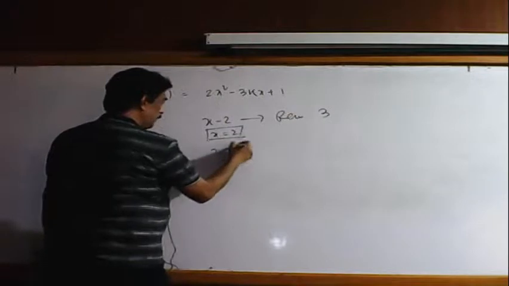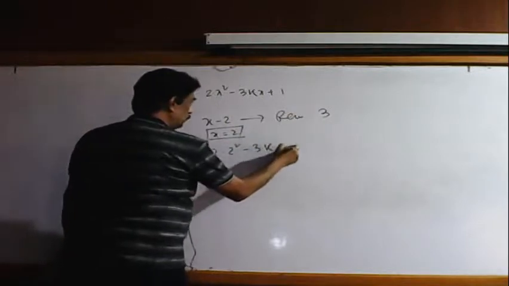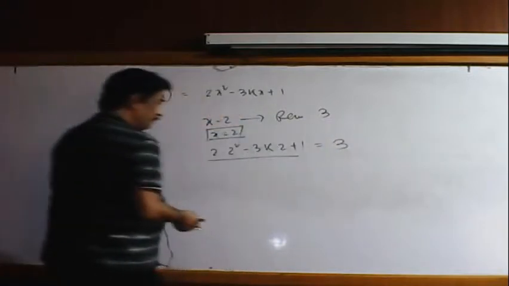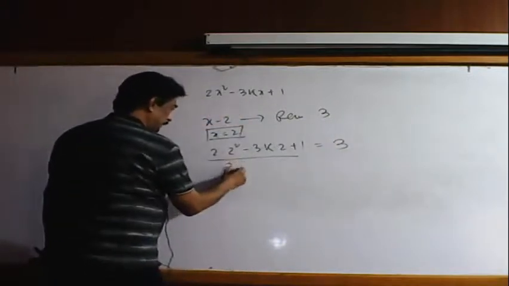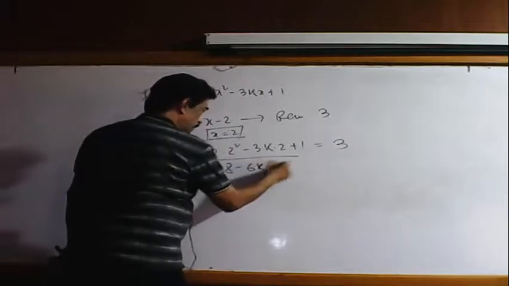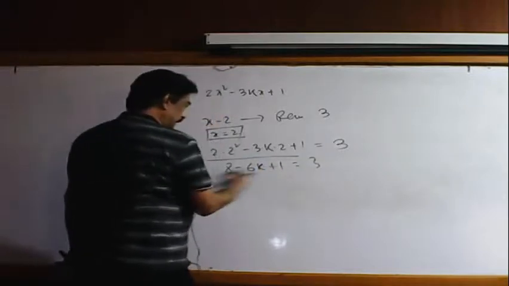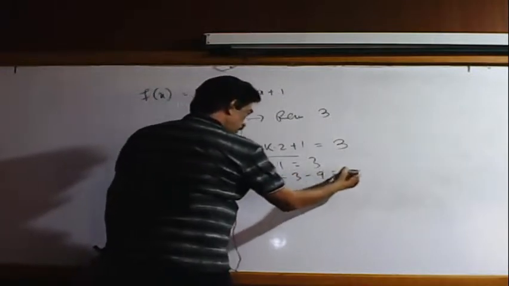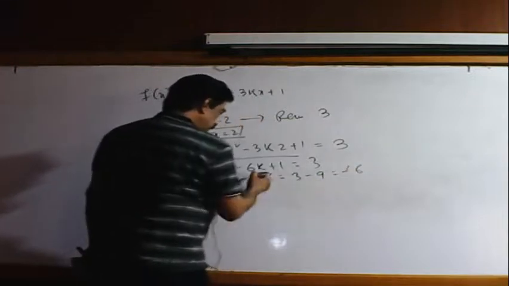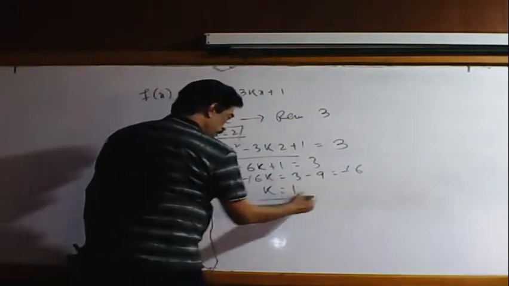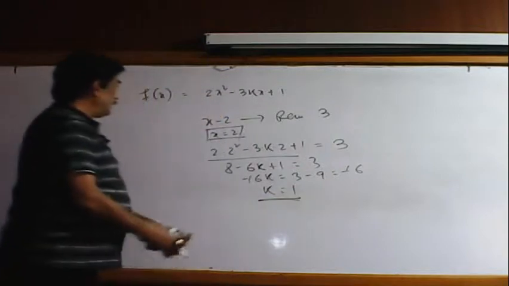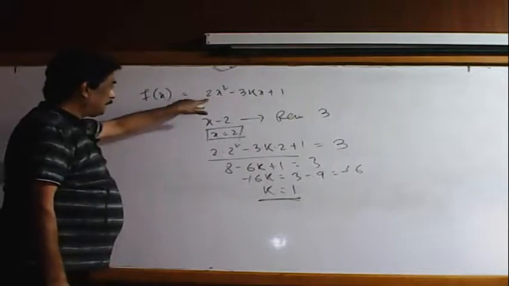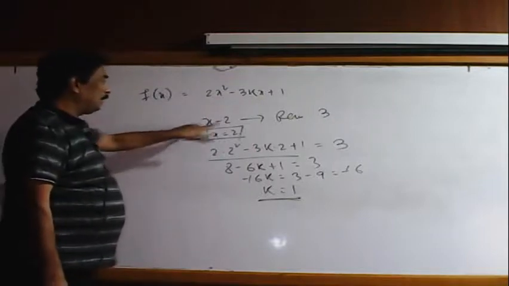So, 2 into 2 square minus 3 into k into 2 plus 1. That result is equal to 3 because the remainder is 3. So, now 8 minus 6k plus 1, the result will be equal to 3. That is 9. So, minus 6k equal to 3 minus 9 equal to minus 6. So, minus minus cancel, k equal to 1. The result: fx equal to 2x square minus 3kx plus 1. If the expression is divided by x minus 2, the remainder will be only 3.